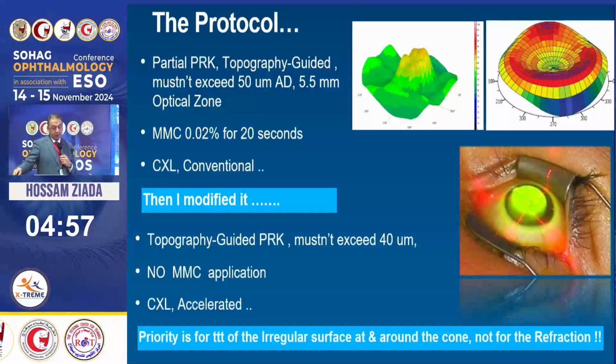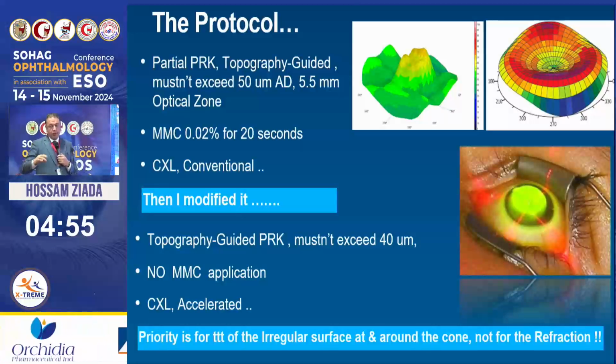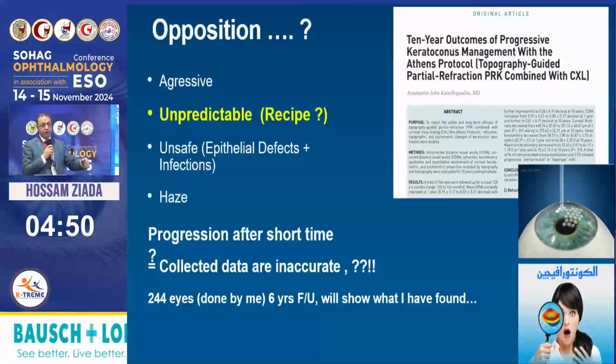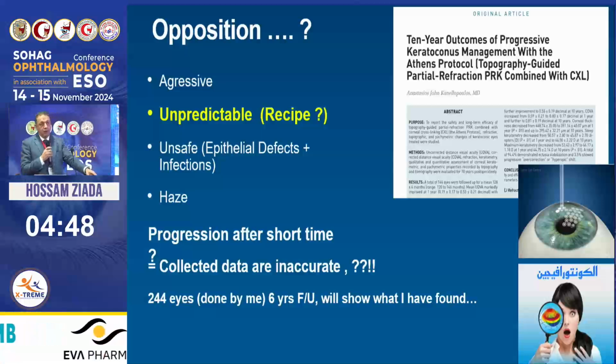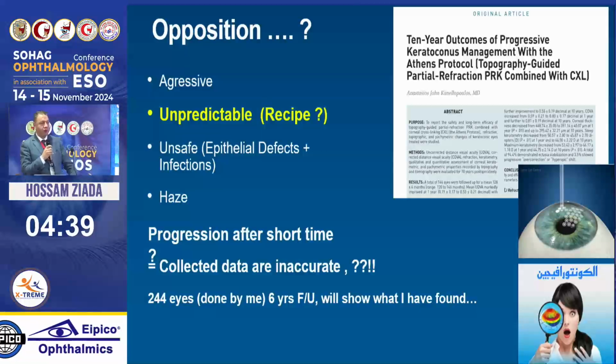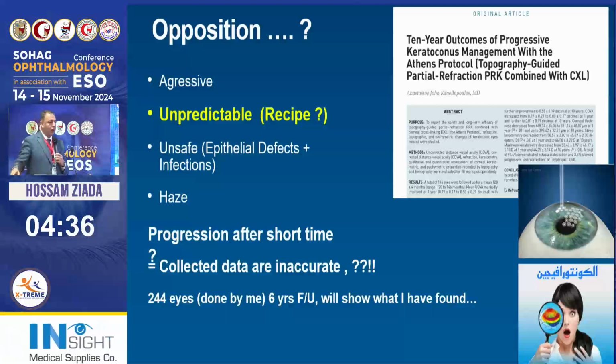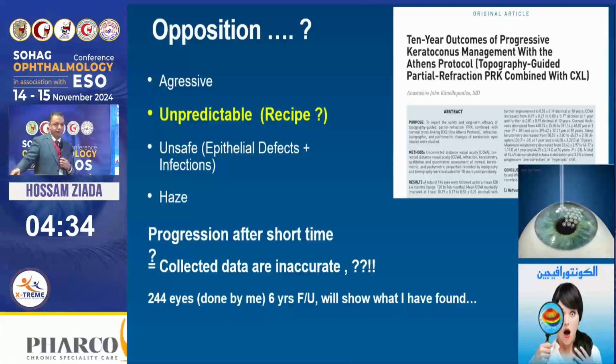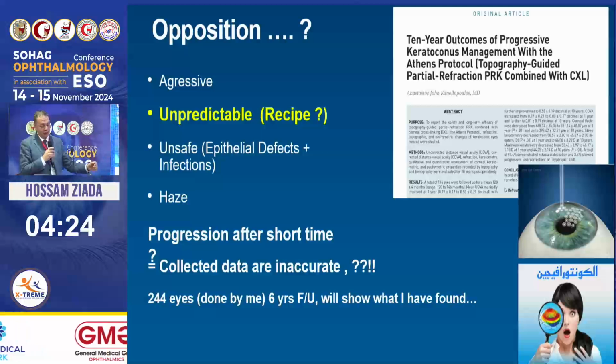Priority is for treatment of the irregular surface at and around the cone, not for the refraction. There is opposition all the time, and many surgeons and much published literature oppose this technique. I know my professors from Egypt deny doing this technique this way all the time. But I'm insisting to continue doing it with some recipe modifications and waiting for the results at the end.